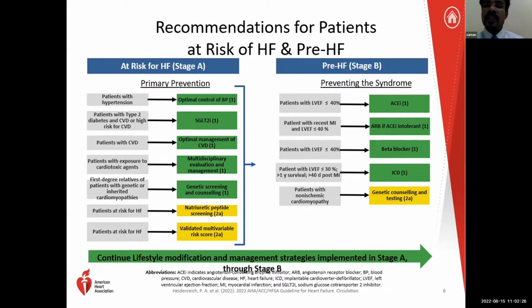And coming to stage B, that is preventing this syndrome. So patients with ejection fraction less than 40%, the choice is ACE inhibitors. And patients with recent MI and ejection fraction less than 40%, ACE inhibitor or ARB. If there is any intolerance to ACE inhibitors, ARB is the choice. Then of course beta blockers, and ICD is indicated if the ejection fraction is less than 30% and more than 1 year survival. In MI patients, post-MI period of 40 days. And genetic counseling for cardiomyopathies.